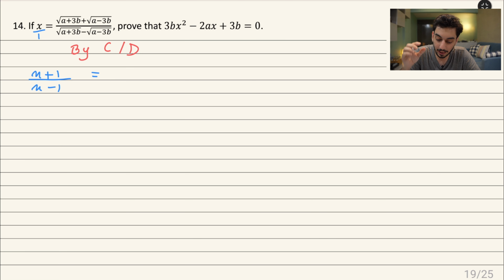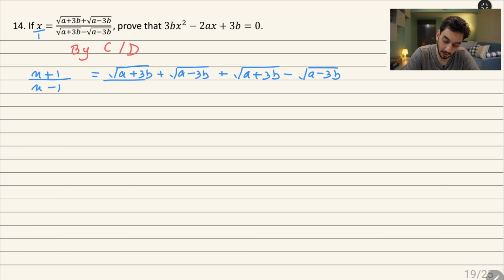Okay, so if I add the numerator with the denominator, it becomes root of a plus 3b plus root of a minus 3b plus root of a plus 3b minus root of a minus 3b, and in the denominator it would be numerator minus the denominator, so root of a plus 3b plus root of a minus 3b, both of them get a negative sign, so negative root of a plus 3b plus root of a minus 3b. Okay, let's see what cancels out. So this and this term goes away, this one and this one just go away.